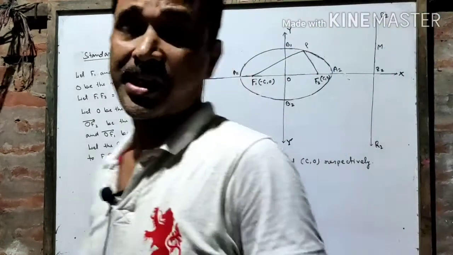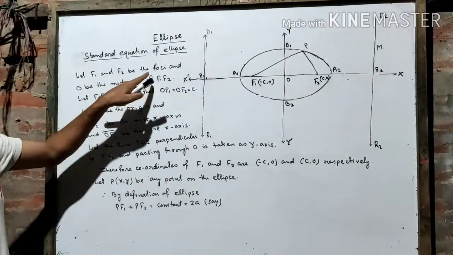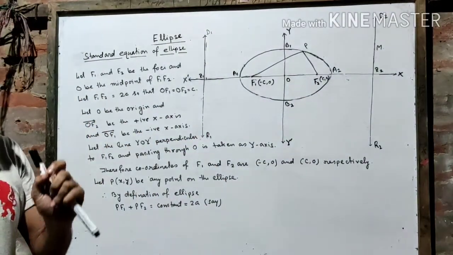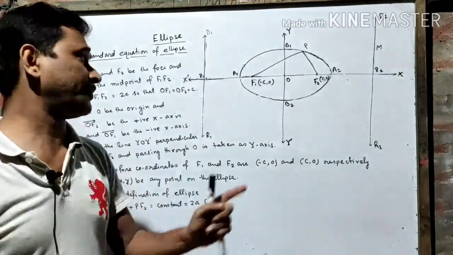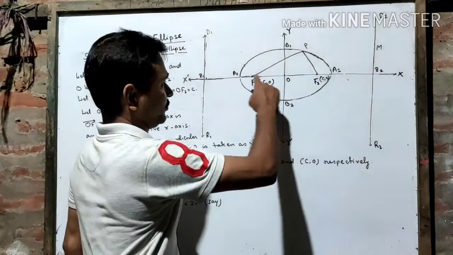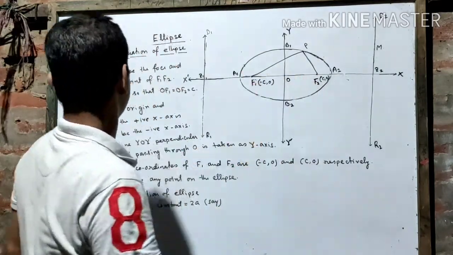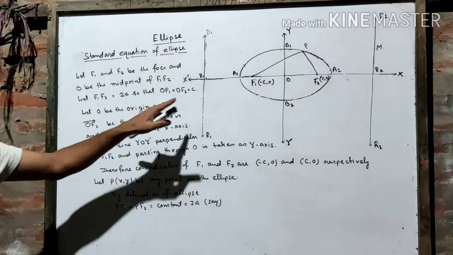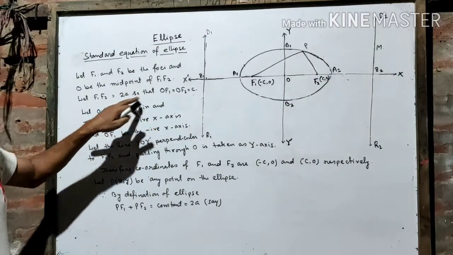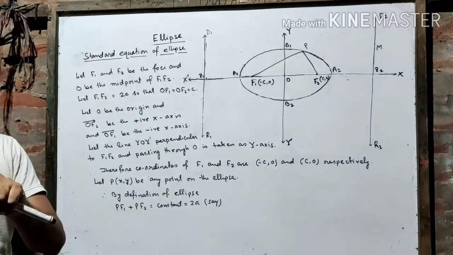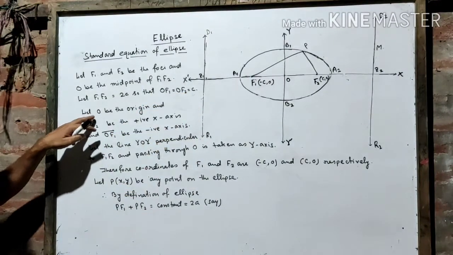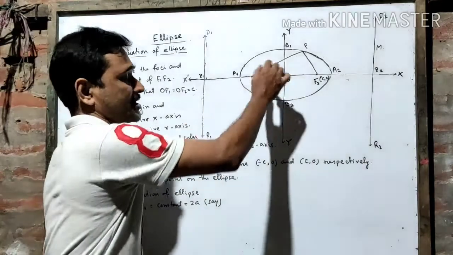Now to find the standard equation of ellipse, let F1, F2 be the foci. That means F1, F2 are any two points on the plane, and we have taken these two points as the foci. And O be the midpoint of F1F2. Let F1F2 be equal to 2c. We have taken this length F1F2 as 2c, so OF1 and OF2 must both be equal to c, because F1F2 is equal to 2c. Let O be the origin.